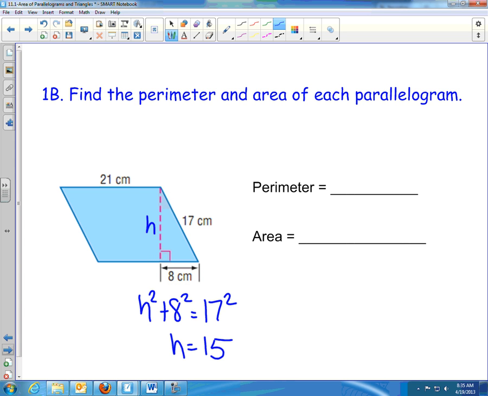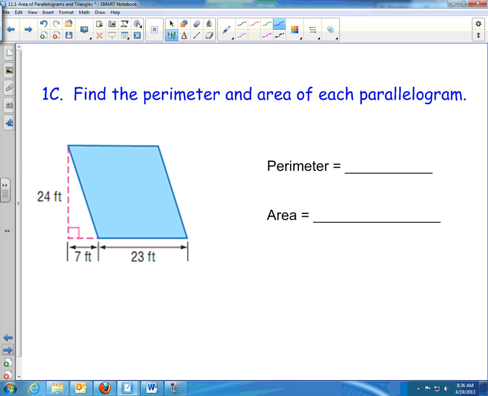So now we have a base, a height, and our perimeter. I trust that you can figure out the math for these, so I'm just going to give you the answer. 76, oops, not inches, centimeters for our perimeter. And our area is base times height. Remember that height is the 15 that we found. So we end up with 315 centimeters squared.